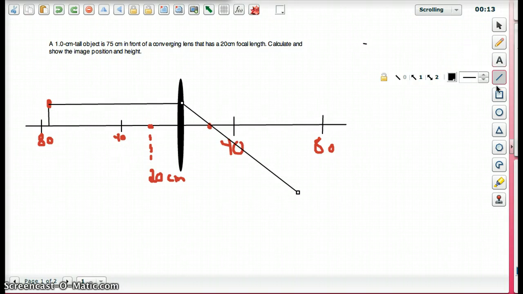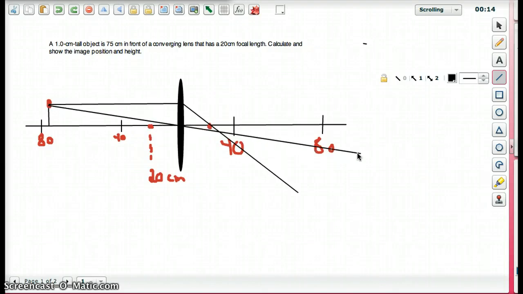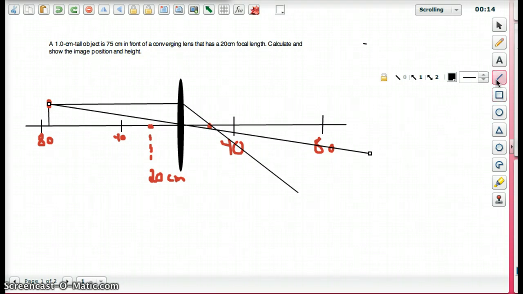The other ray that goes through the lens that we can draw without measuring angles goes right through the center of the lens and just keeps going. So that one looks like that. And the last ray goes through the focus and gets refracted parallel on the other side. And that would look like, goes through the focus right there, gets refracted.